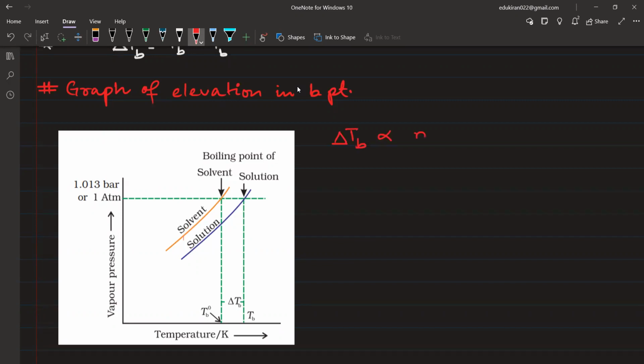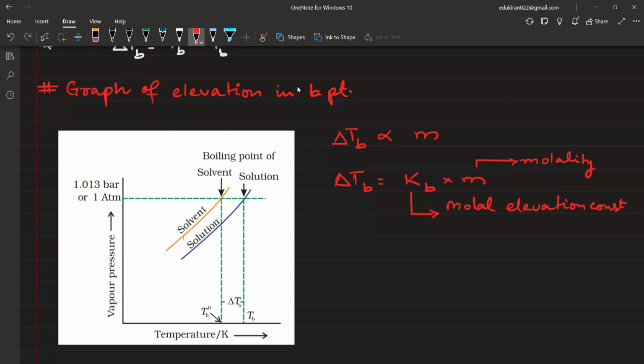Okay. So delta TB is directly proportional to the molality of the solution. Now, in order to remove this proportionality sign, we can write delta TB is equal to proportionality constant KB into m. What is m? m is molality. And what is KB? KB is molal elevation constant. It is also known as boiling point elevation constant.